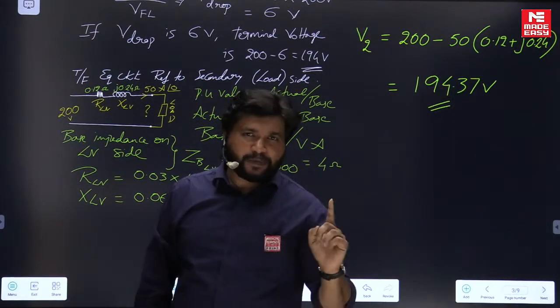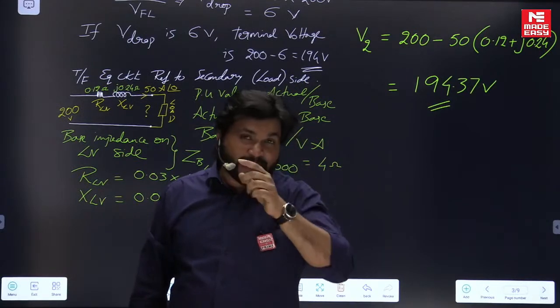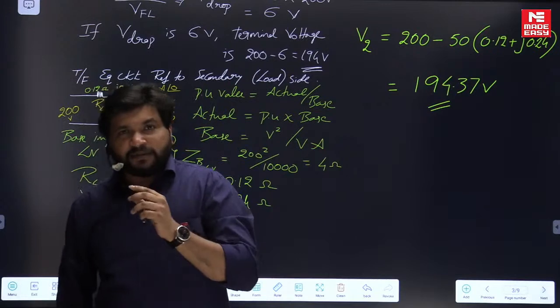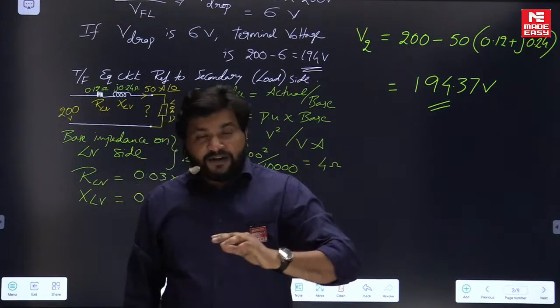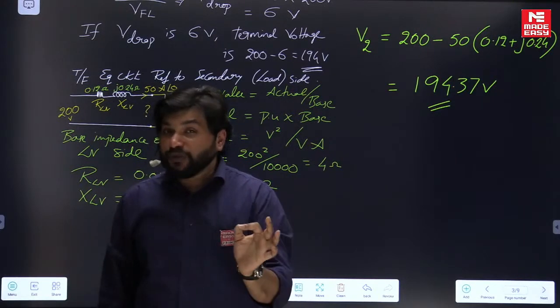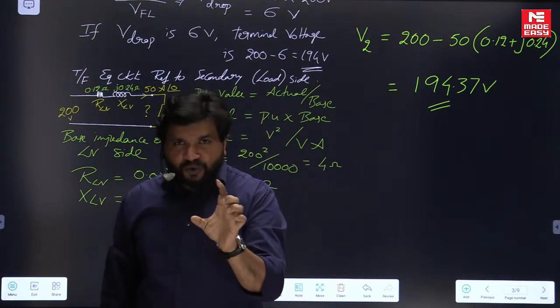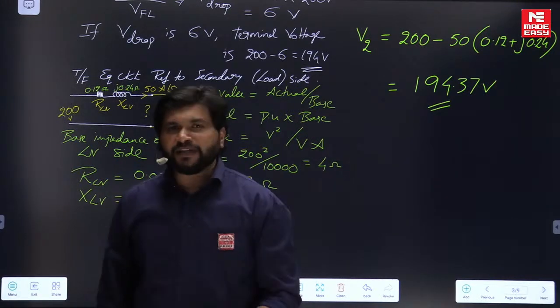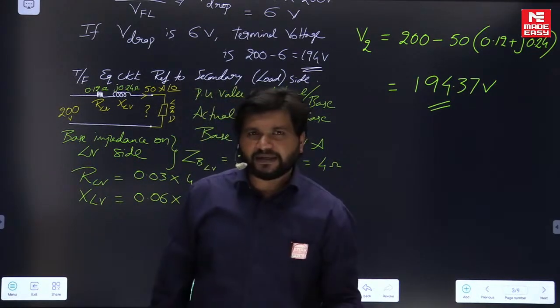Percentage R cos phi plus percentage X sin phi is the approximate voltage regulation formula. If you can recollect the theory we discussed in the class, when we draw the phasor diagram for deriving the voltage regulation expression, we use the word approximate voltage regulation by ignoring a small length in the phasor diagram for convenient analysis sake.